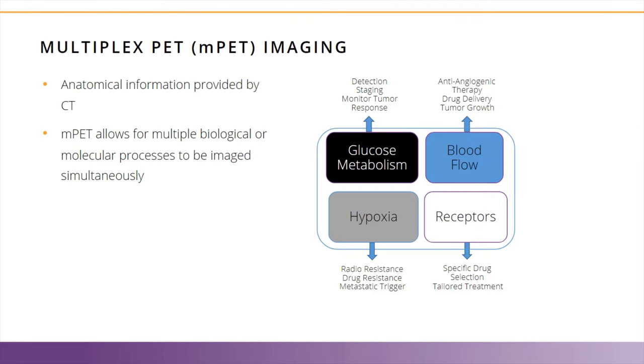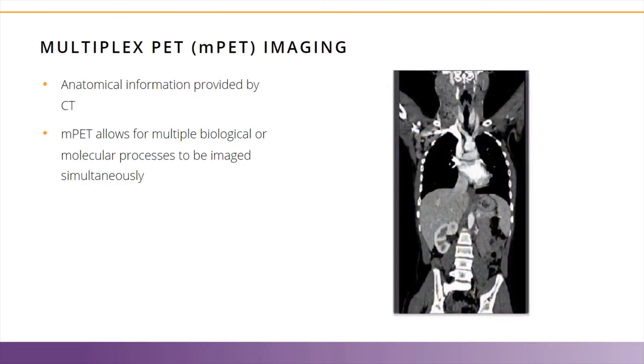Let's consider the use of PET in oncology again. FDG could be used as the traditional PET radioisotope to look at metabolism, while a non-traditional PET tracer could be used to look at hypoxia, blood flow, or other receptors of interest. Combining this information becomes increasingly important in tumor staging, therapeutic response, drug delivery, drug resistance, or even mechanisms that trigger metastases. Of course, having an anatomical image to provide context to the PET signal is always a benefit.